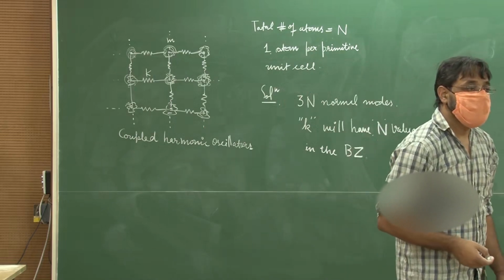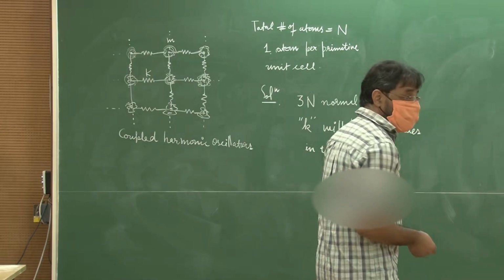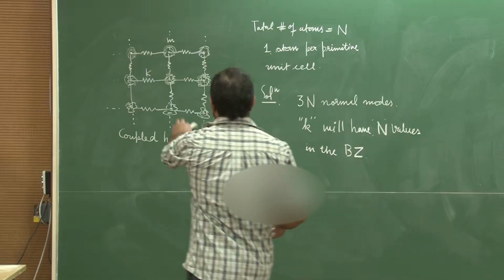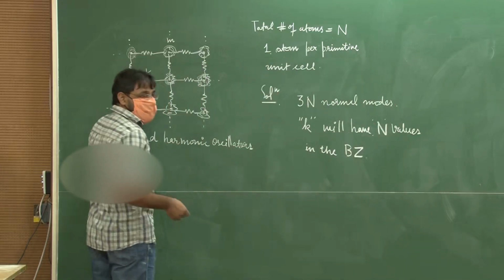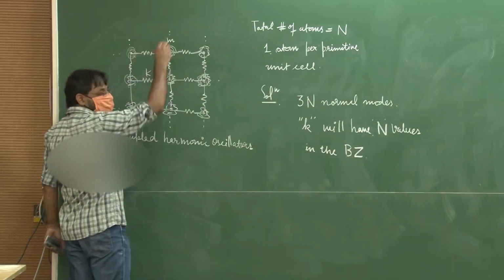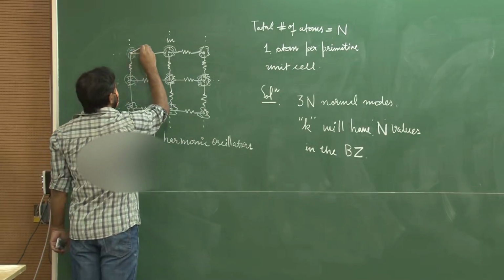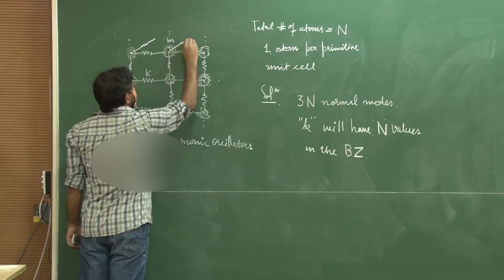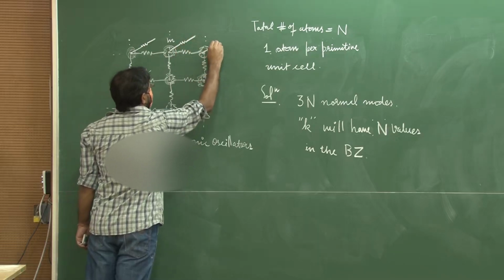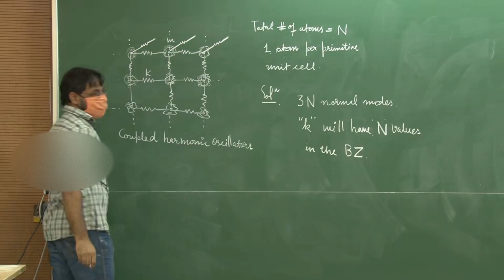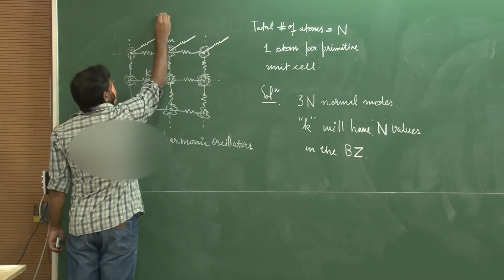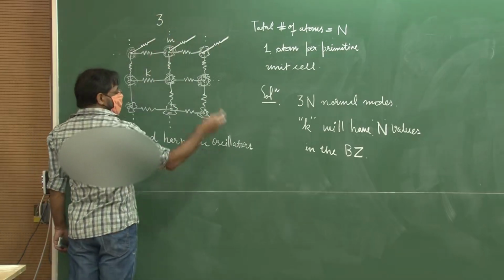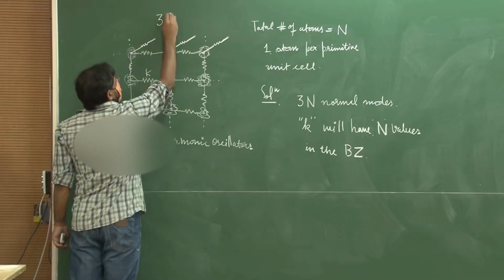Sorry? 2n what? Normal modes? No, I mean, I've drawn it as a 2D, but it's a 3D crystal. So the third direction is not shown actually. So it should be like this, you know. So it's a 3D crystal. If it is a 2D crystal, then you're right. Then it's 2D.